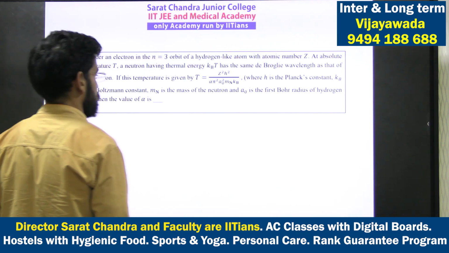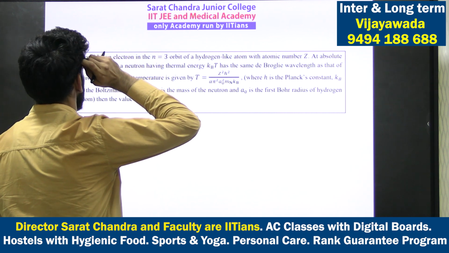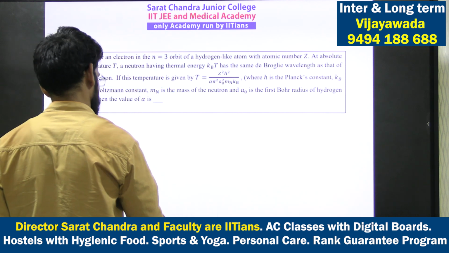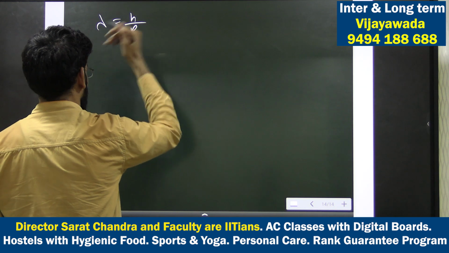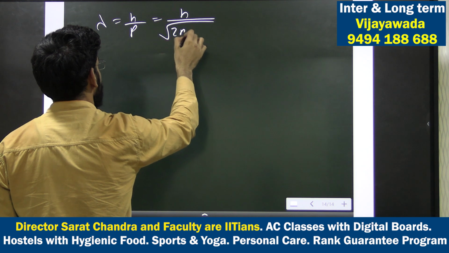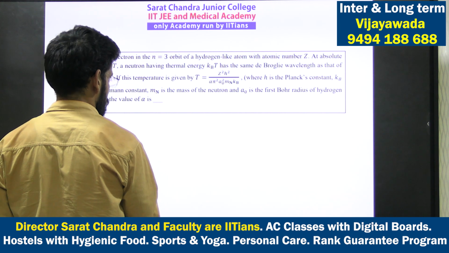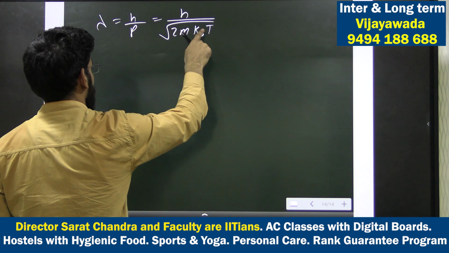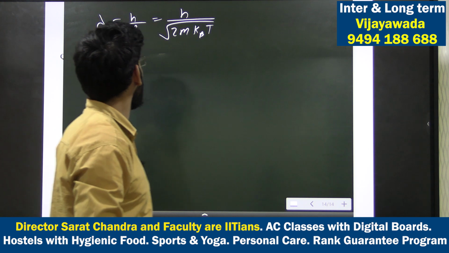So first what he said, absolute temperature T, same de Broglie wavelength. Okay, the de Broglie wavelength is equal. So I know lambda equals h by p. Okay, and that is also equal to h upon under root 2m kinetic energy. Here he gave the energy Kb into T, so put that value Kb into T. Okay, 2m kinetic energy, write down. Kinetic energy is given as Kb into temperature.